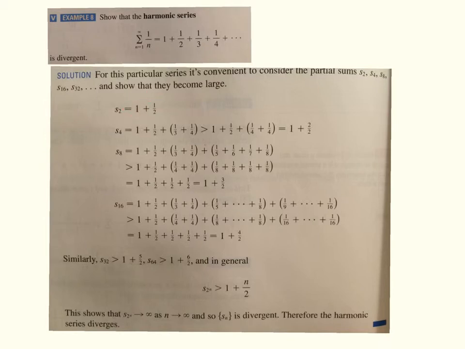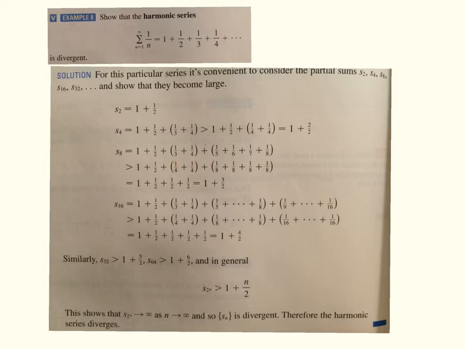1/2. And if you add up the first 4 terms, it's going to be 1 plus 1/2 plus 1/3 plus 1/4. But since 1/4 is smaller than 1/3, this partial sum right here has to be less than 1 plus 1/2 plus 1/4 plus 1/4. And 1/4 plus 1/4 is just another half, and 1/2 plus 1/2 is 1. So this sum right here has to be greater than 1 plus 1 plus 1, which is 2.